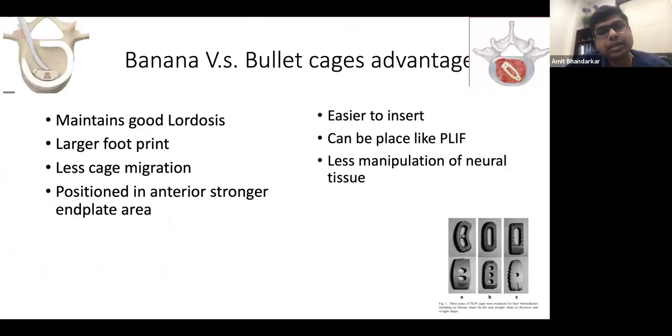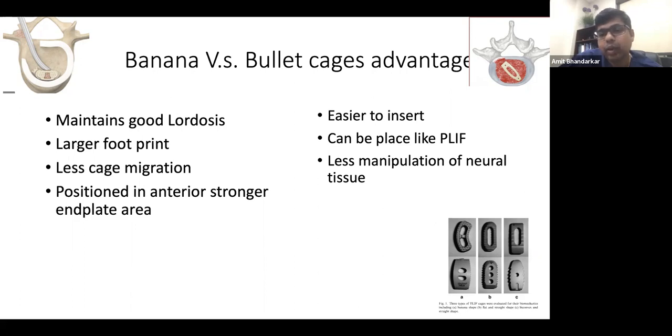So, banana versus bullet cages: the advantages and disadvantages. The advantages are that the banana cages maintain good lordosis as compared to the bullet cages, but they are difficult to insert. They have a large footprint, they have less cage migration, and they are positioned nicely into the anterior segment, where they can put a lot of surface area and bear stress nicely in that area. The bullet cages are easiest to insert. They are usually in the center, so they cannot bear the stresses in the center area, and there are more chances of subsidence there.